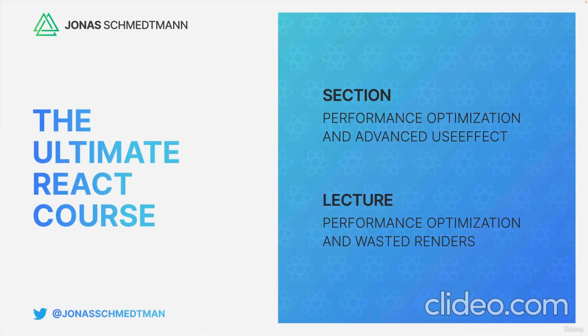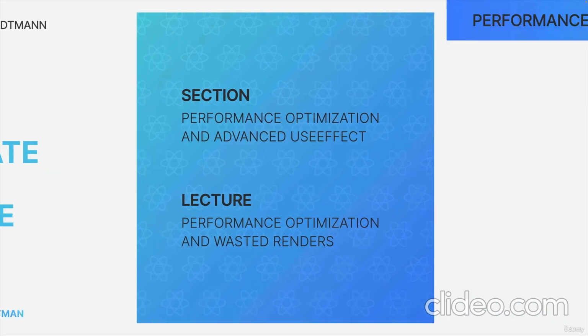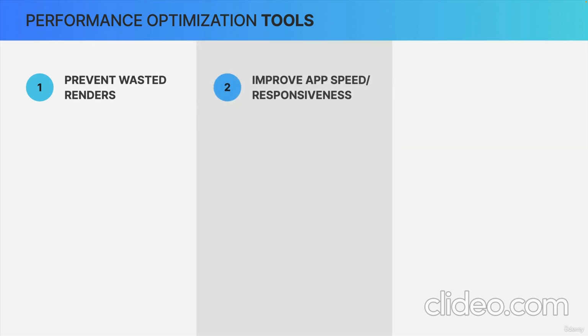We're gonna start this section by getting a quick overview of what can actually be optimized in React applications and how we can do it. So there are three main areas that we can focus on when we need to optimize performance of React apps. First, we can try to prevent wasted renders. Second, we can improve the overall app speed and responsiveness to make sure that the app is 100% fluid and without delays. And third, we can reduce the bundle size. So let's quickly look at some built-in React tools for each of these areas.